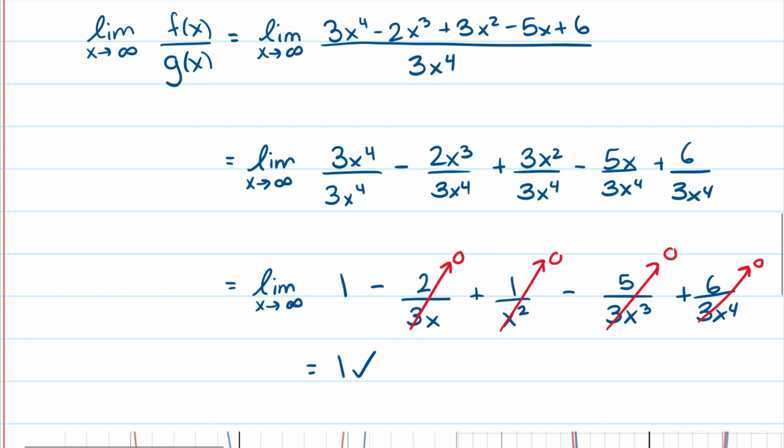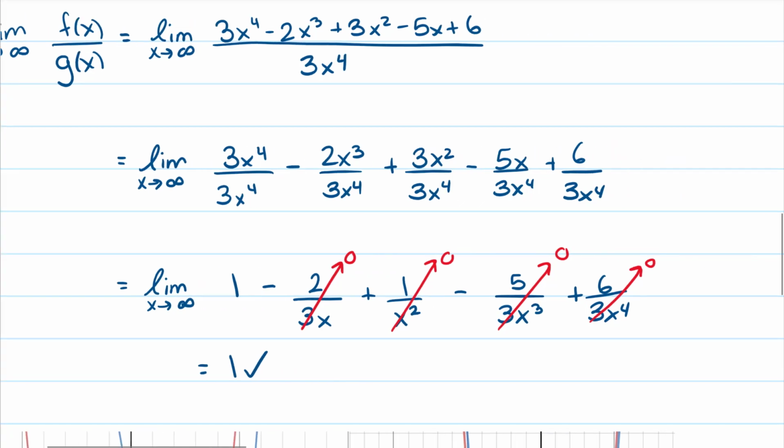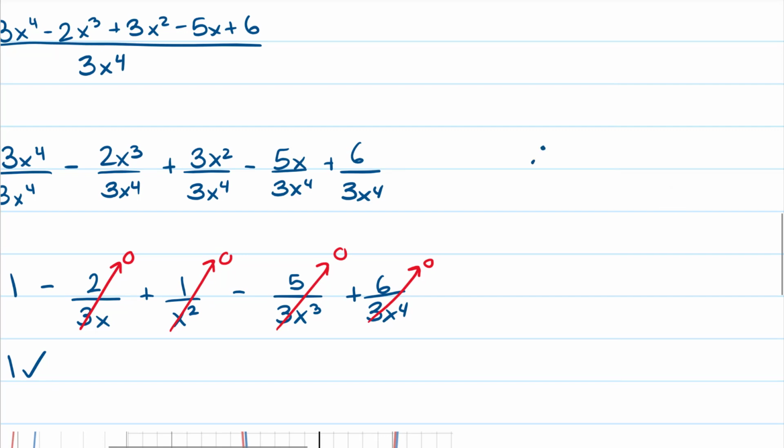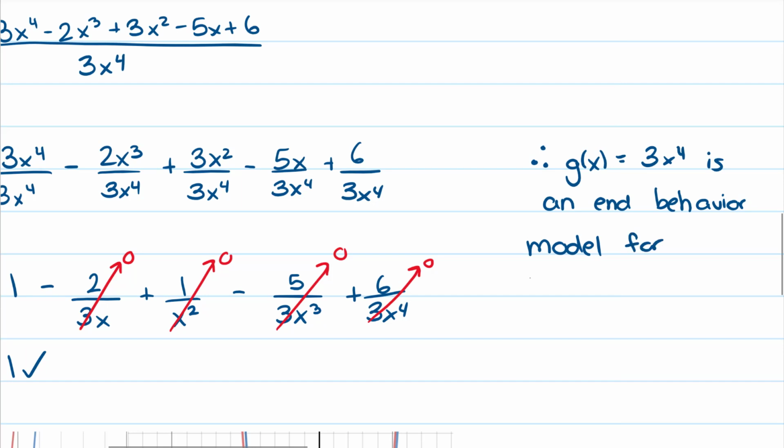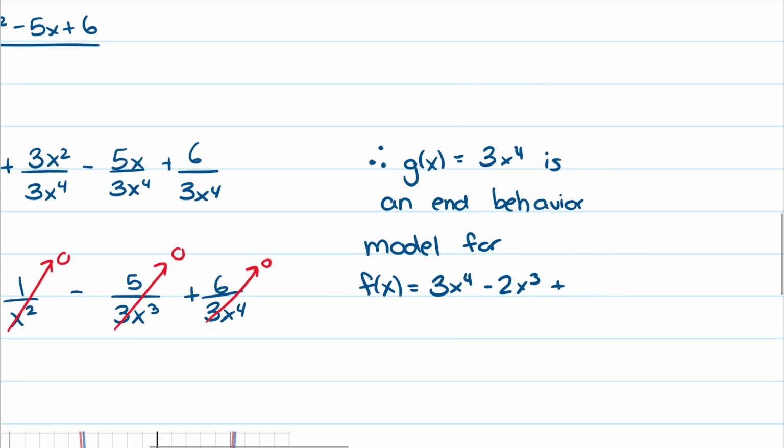And you would apply the same thing by doing it with negative infinity. So based off this, we can write the conclusion: g of x equals 3x to the fourth is an end behavior model for f of x equals 3x to the fourth minus 2x cubed plus 3x squared minus 5x plus 6.